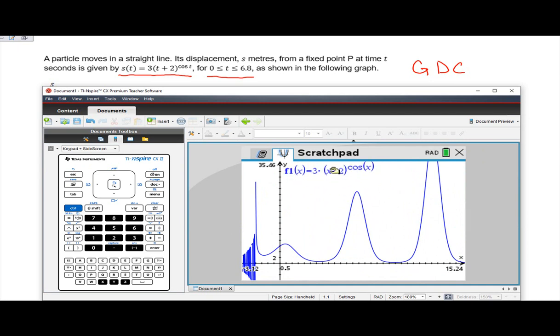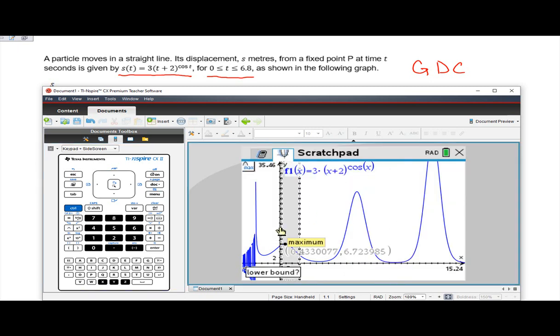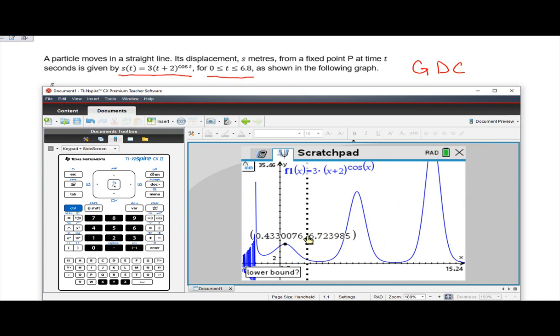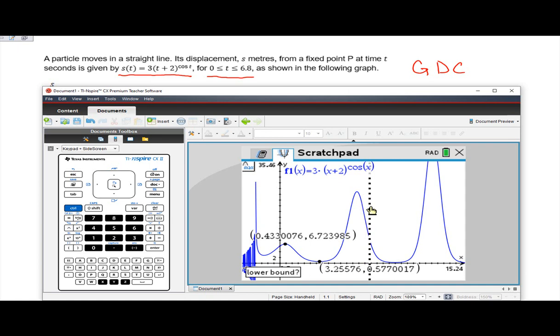So we need to find these maximums and minimums. This maximum here, I'm going to need those coordinates. The minimum, I'm going to need the minimum right here. And then it looks like I'll find this maximum over here as well. So basically from 0 to 0.433, it's increasing. And it's also increasing from 3.255 to 6.33. That would be your solution.